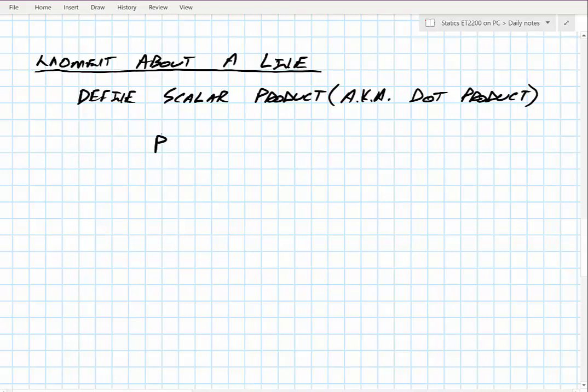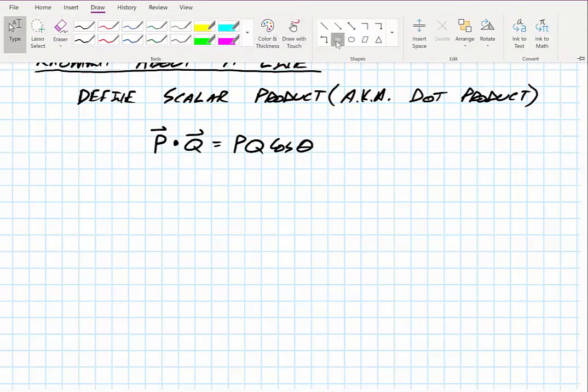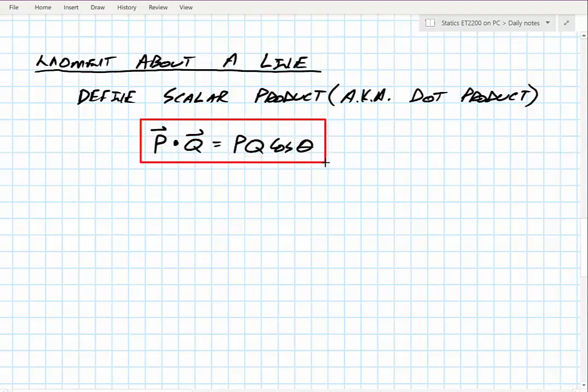So if I have two vectors, vector P, and I want to have a dot product with vector Q, the way I do this is I have the quantity, or the magnitude of P times the magnitude of Q times the cosine of the angle in between. And the reason it's called a scalar product is because I end up with a scalar, not a vector. So I start off with two vectors, and this gives me magnitude only.